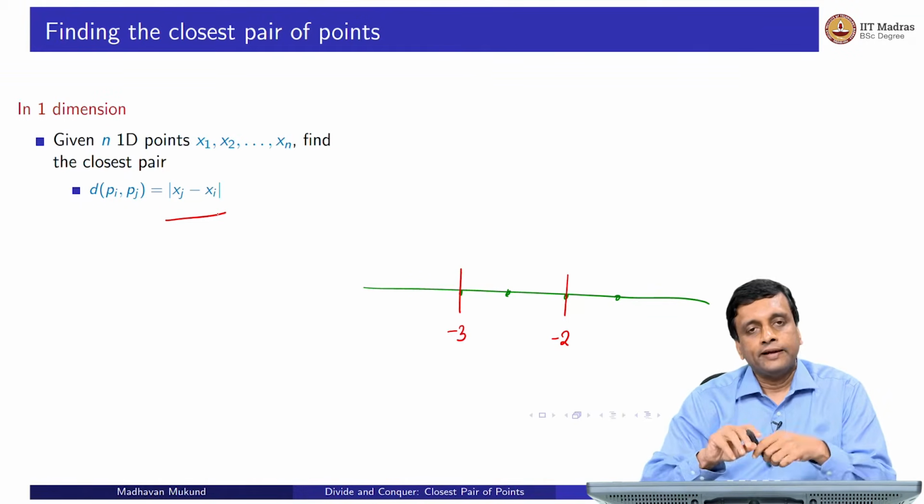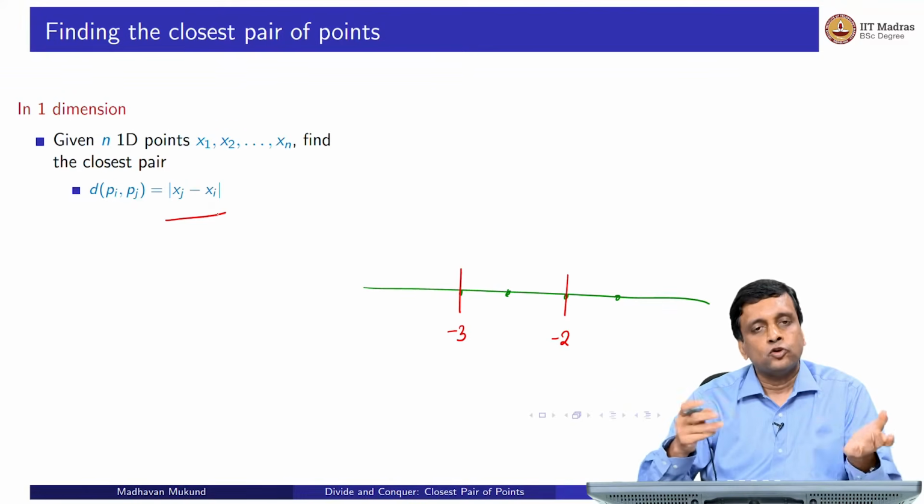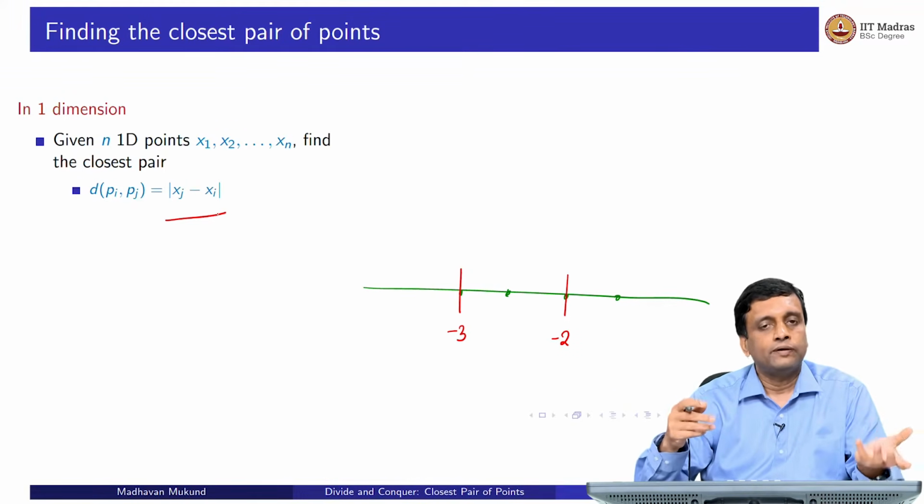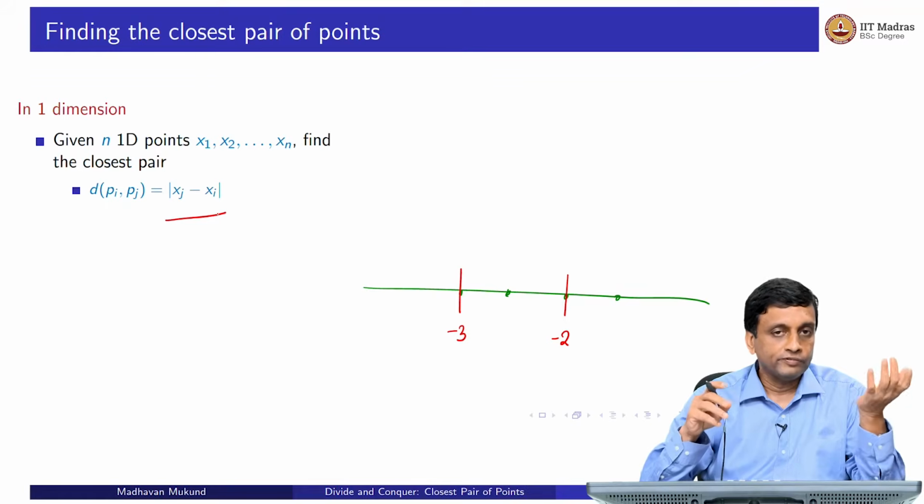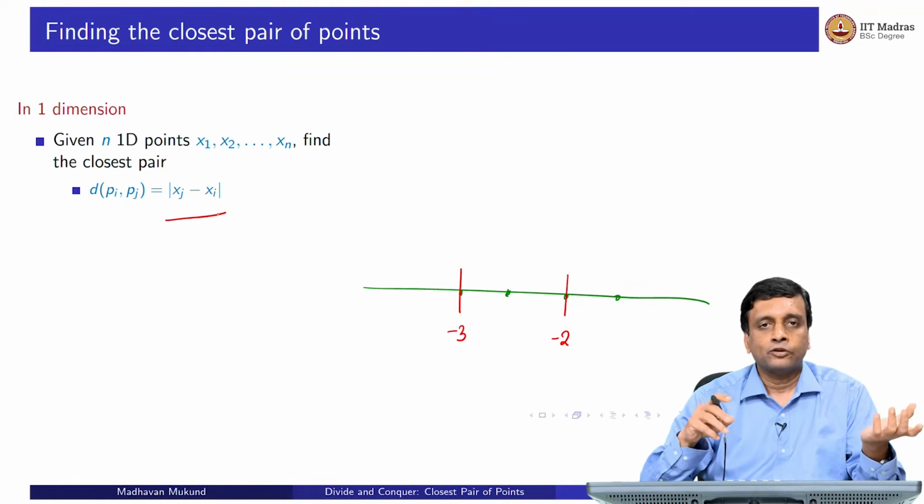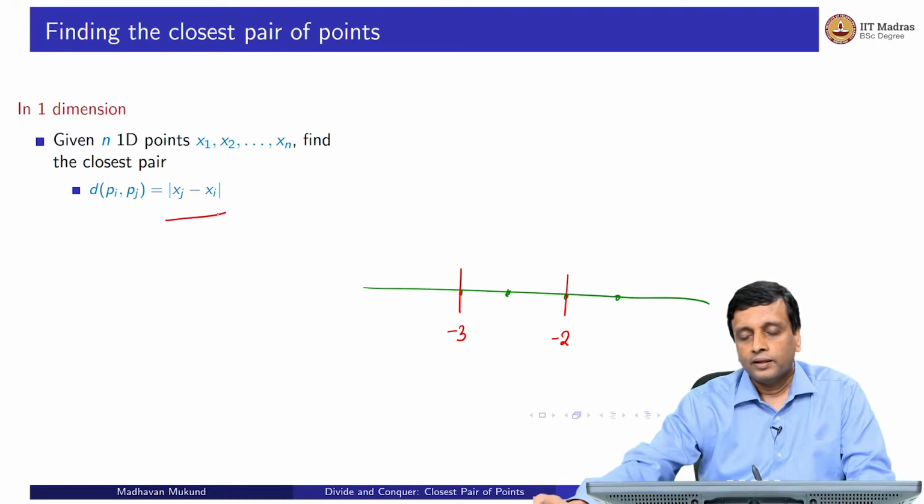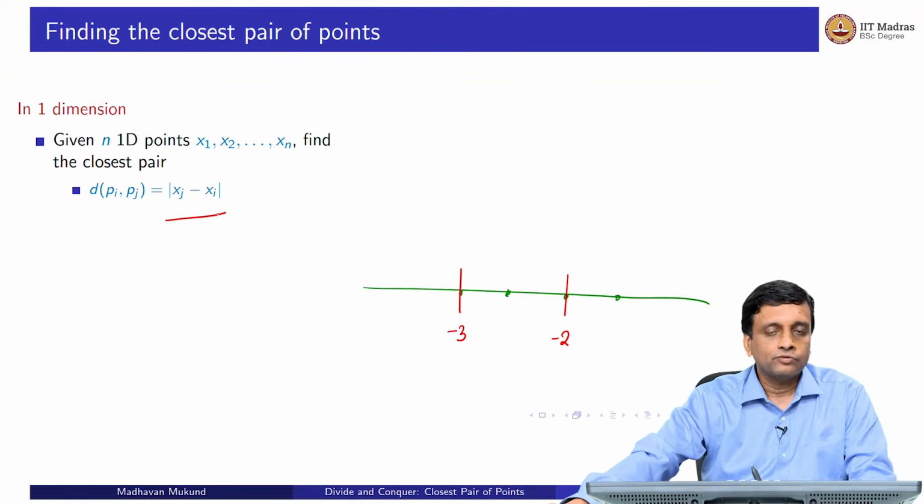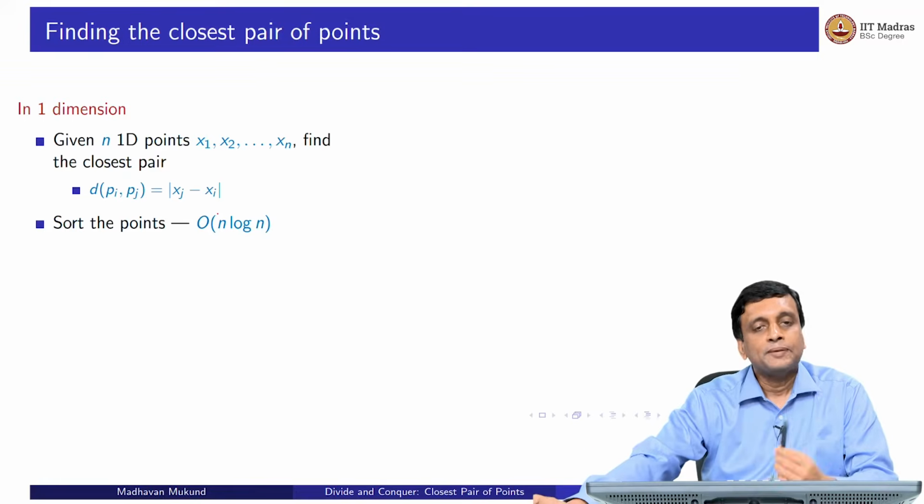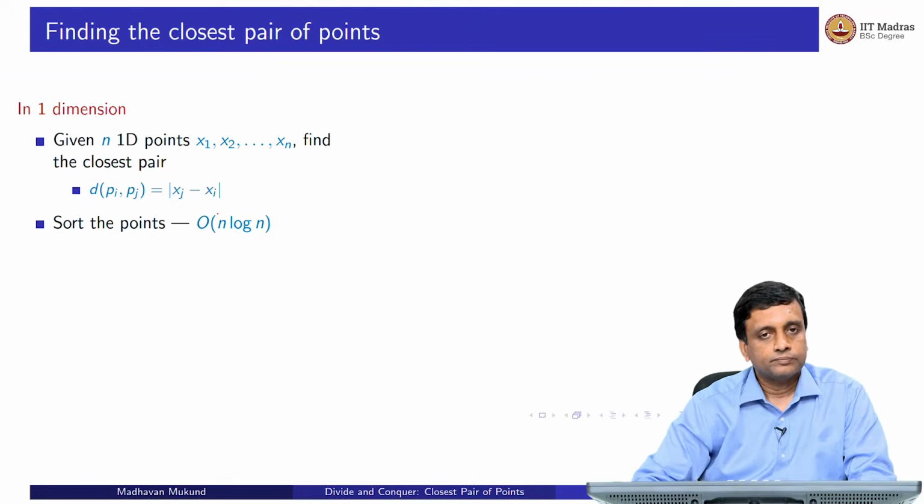So once again, the naive thing would be to just take this absolute value for every pair of points. So again, you have an n squared algorithm, right? Even for 1 dimension, the brute force algorithm doesn't change. It's still an n squared algorithm. But we have a much cleverer algorithm for 1 dimension, which is very simple. You just sort the points, right?